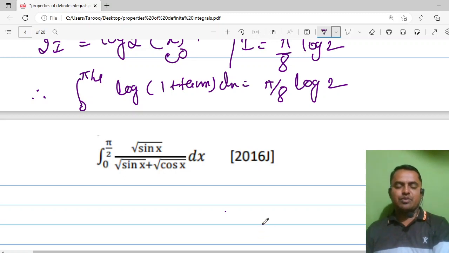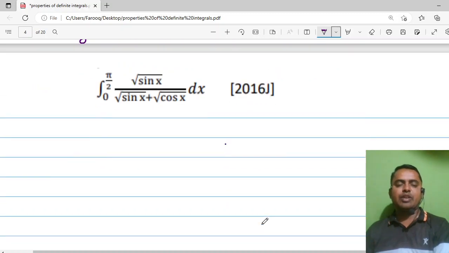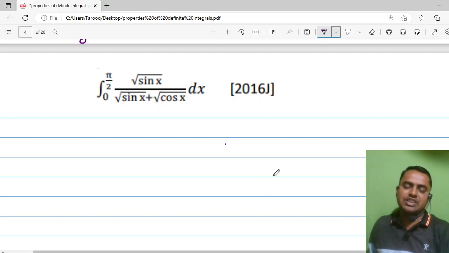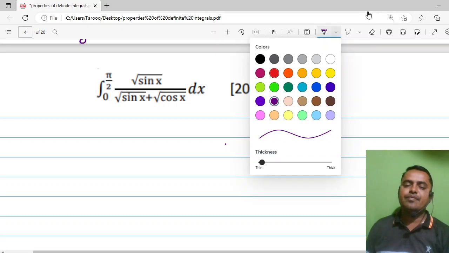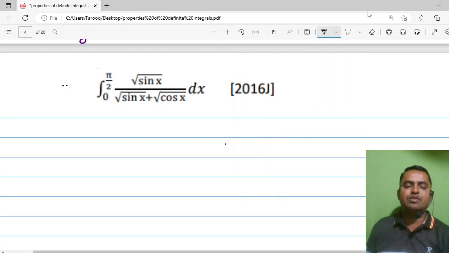This is the first problem and the property. Now look at the second problem, which was asked in the year July 2016. It is also very simple, applying the same property again. See here, first take I is equal to equation 1.